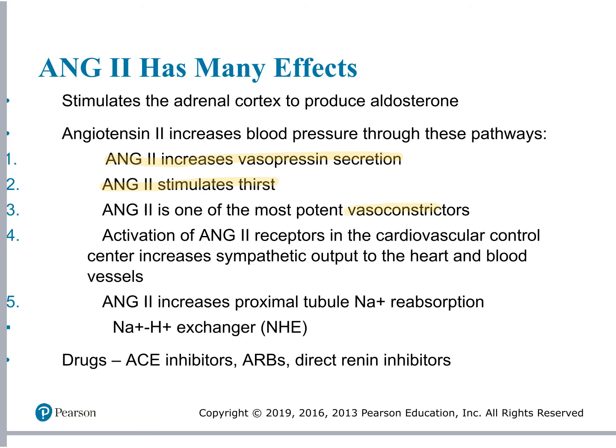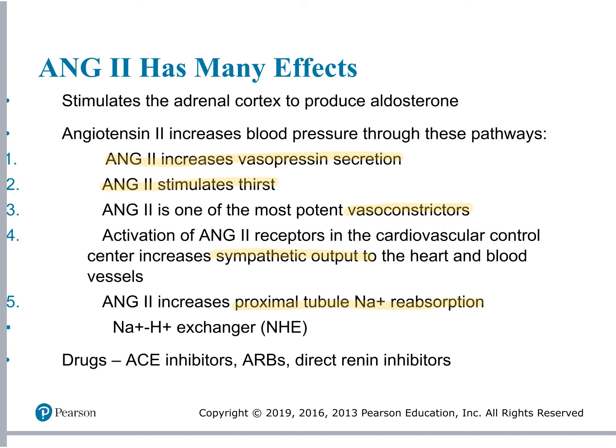Angiotensin 2 is also a vasoconstrictor. So it makes your blood vessels constrict, which will raise your blood pressure. Angiotensin 2 also stimulates the sympathetic nervous system output to the heart. So the sympathetic nervous system increases your heart rate. So an increased heart rate increases cardiac output, which will then increase your blood pressure. And then angiotensin 2 also increases reabsorption of sodium. So it retains more sodium from the filtrate. It increases how much sodium is reabsorbed by increasing your aldosterone levels.